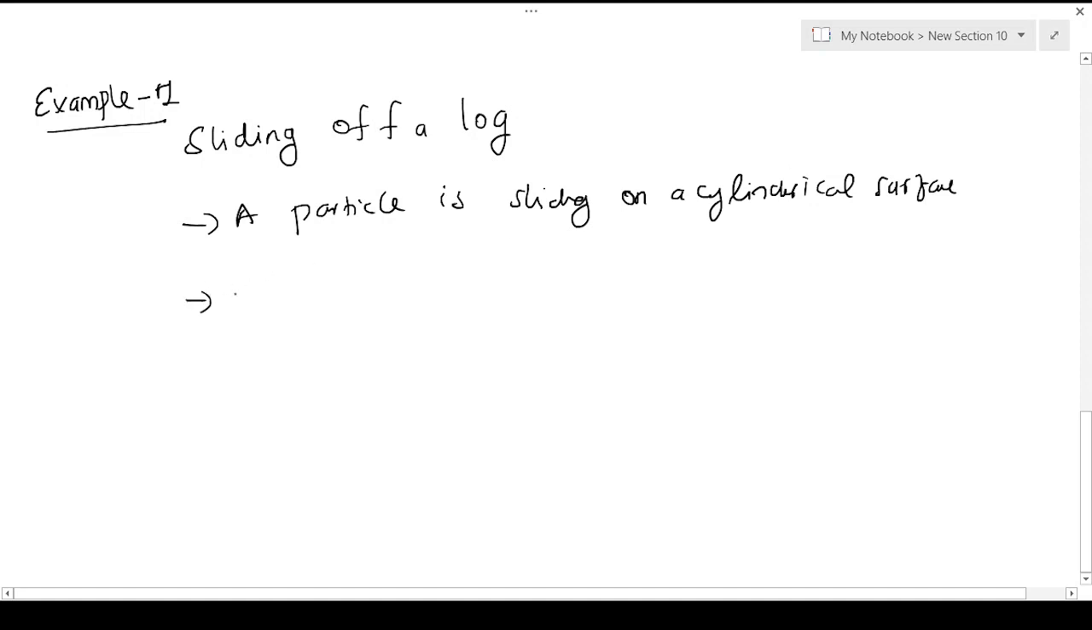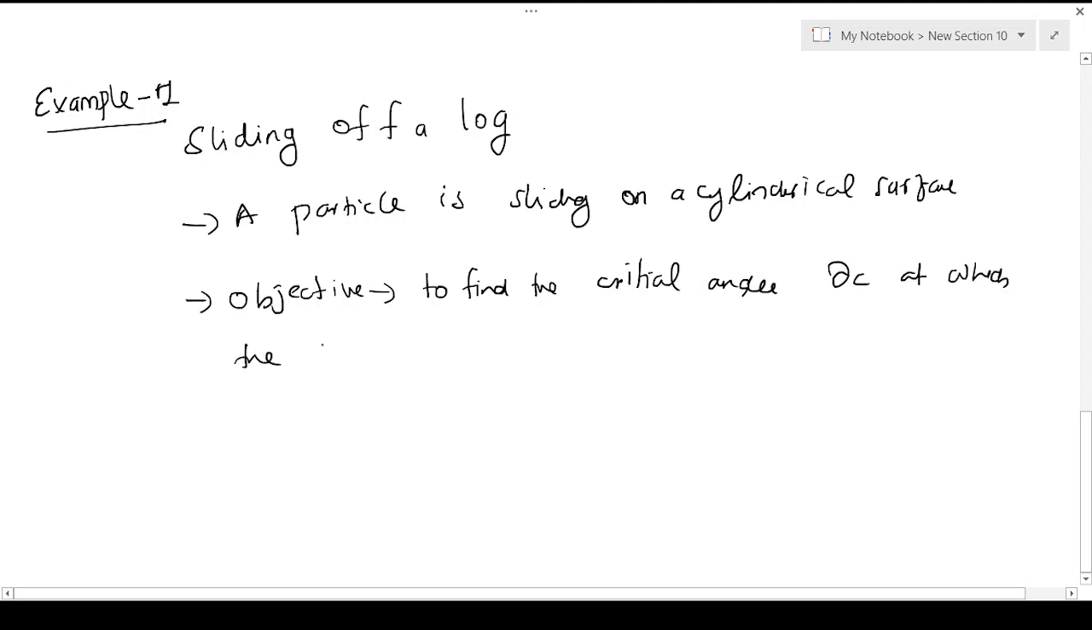Our objective is to find the critical angle theta c at which the particle flies off from the surface. So that is our objective for this particular case.